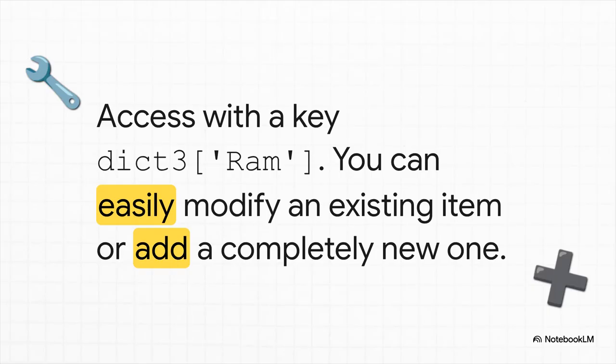And here's where the magic of the dictionary really comes in. Its main superpower is that it's mutable. It's changeable. You use that descriptive key to find what you're looking for, and then you can do whatever you want. You can change an existing value, or, just as easily, you can add a whole new key-value pair right into the dictionary. Super flexible.